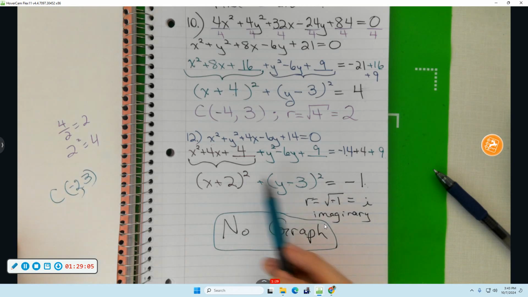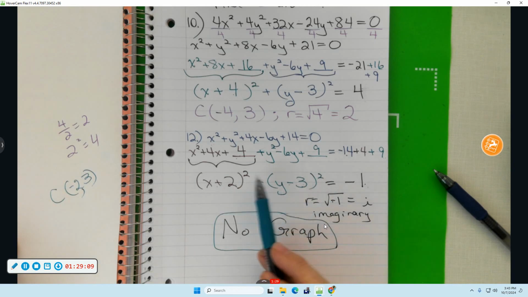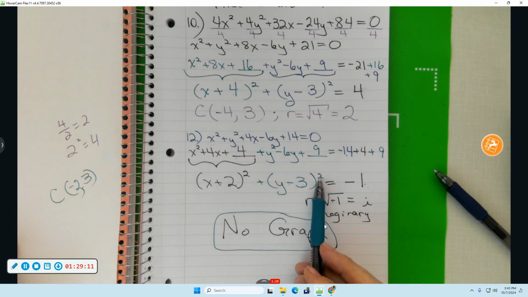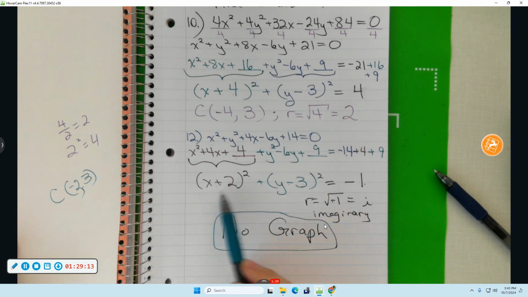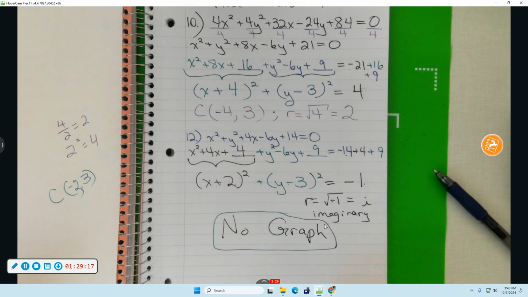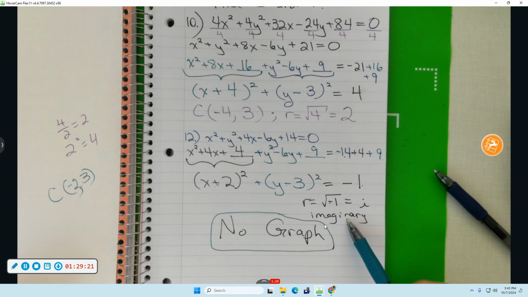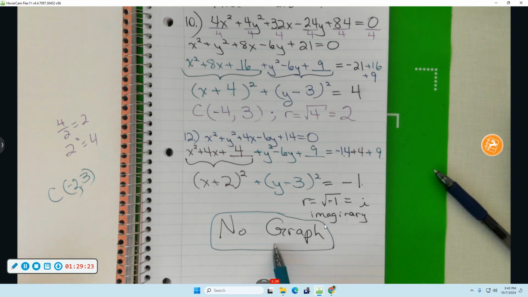The way we're squaring these things, even if it's negative on the inside, when you square it, you're not going to get a negative number. Non-negative plus non-negative can never equal a negative number. If your radius turns out to be imaginary, you have no graph.